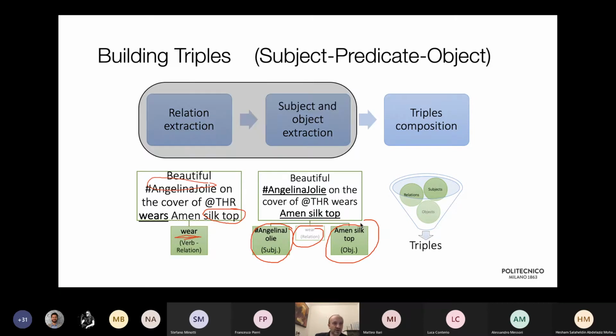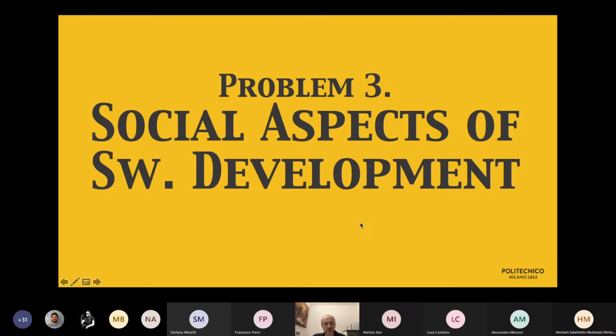The second topic I would like to talk about is instead more on the quantitative part. This is not related to content shared on the web from a consumer perspective, but is instead about a very special kind of content that people share, that is software artifacts.